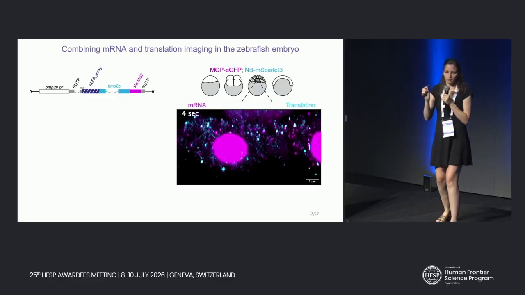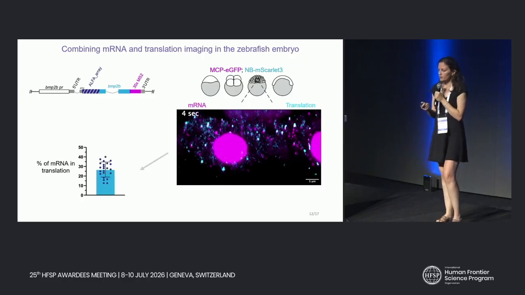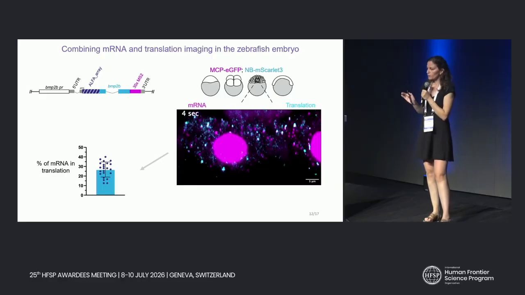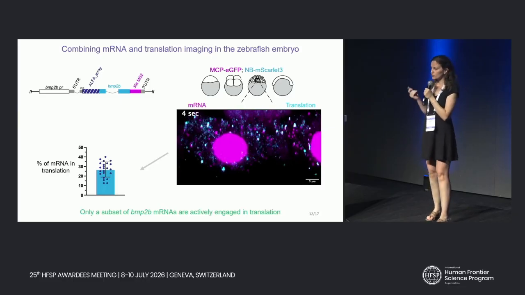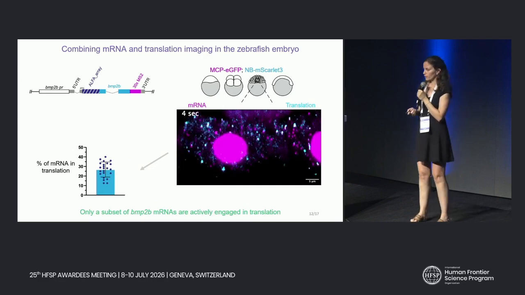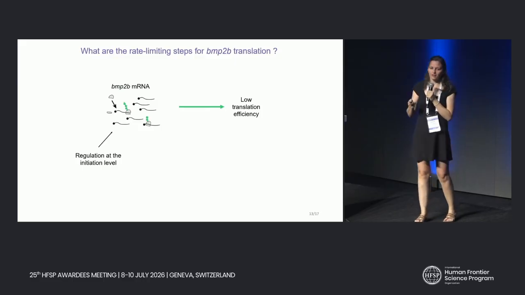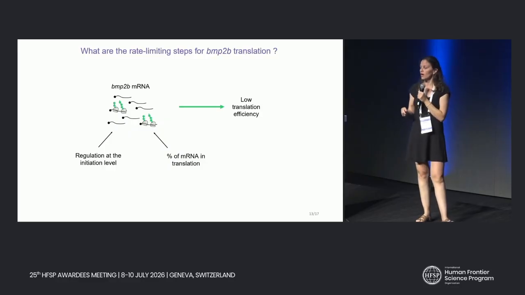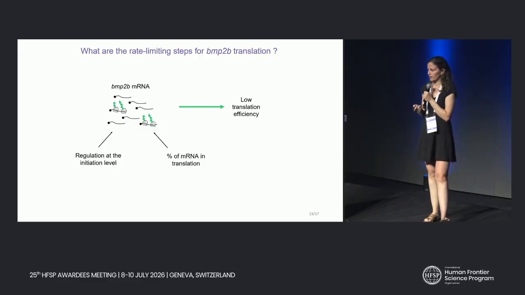And so we could see both mRNA and translation at the same time moving in the embryo, and we could measure the percentage of mRNA in translation, which appeared to be rather low for BMP, around 25% of mRNAs in translation, meaning that only a subset of BMP2B mRNA are actively engaged in translation in the embryo. So what I've shown you so far is that BMP2B is regulated at the level of initiation of ribosomes, but also at the capacity of its mRNA to be in translation, so the percentage of mRNA.